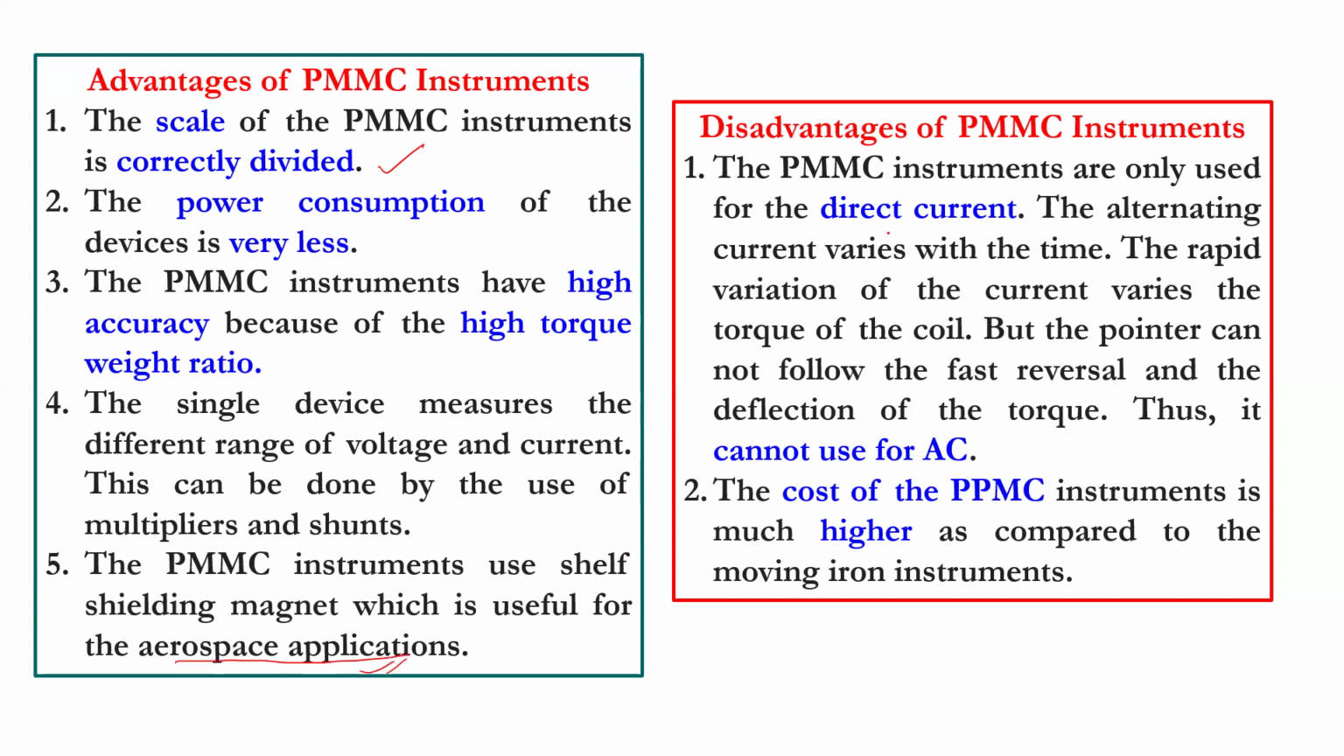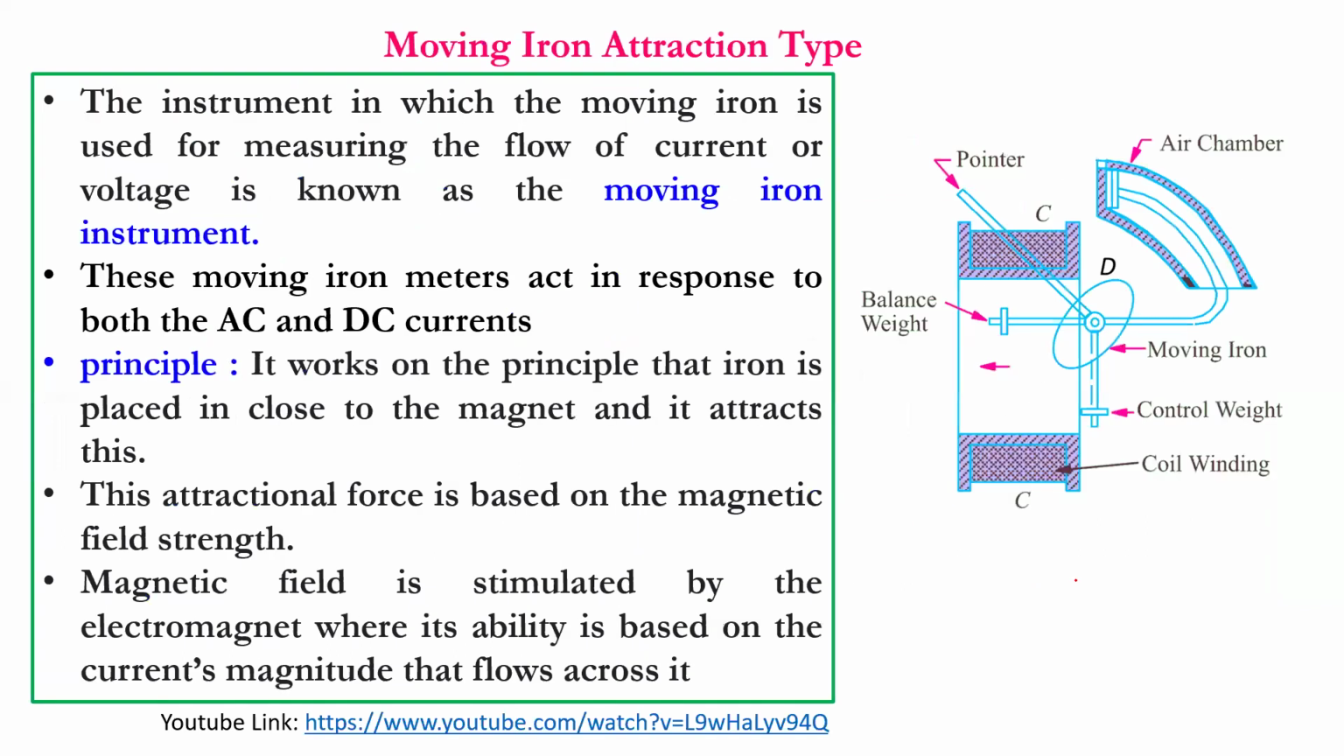Disadvantage point of view, it can measure only DC quantities. It can't measure AC. That's the only disadvantage. Cost wise also it's somewhat higher compared to other instruments, that is, moving iron instruments. These are the things you have to write: circuit diagram, the three torques, and the advantages and disadvantages. The next one here, moving iron instruments.